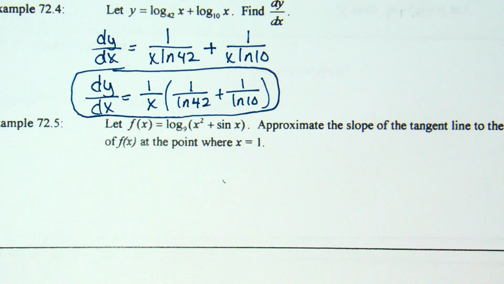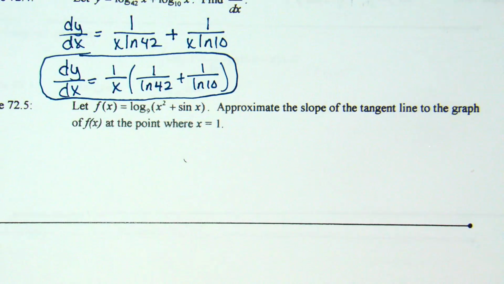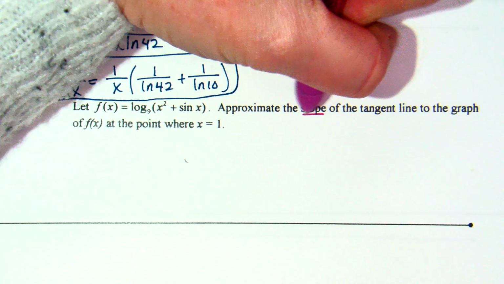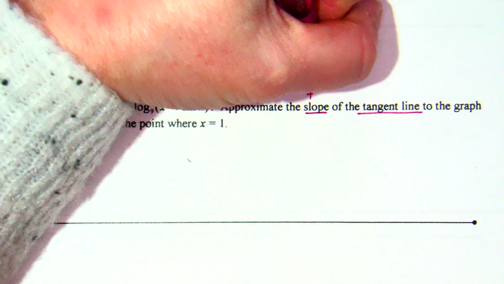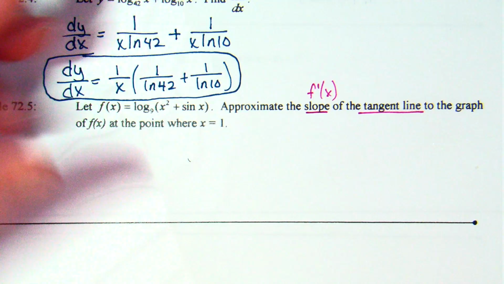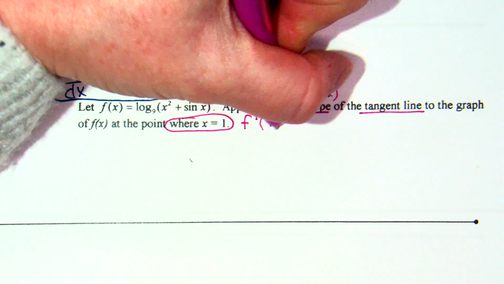Okay, example 5. We're given a function. Approximate the slope of the tangent line to the graph of f of x at the point where x equals 1. Okay, thoughts? So it asks us to approximate the slope of the tangent line, and hopefully your brain automatically said derivative. Or maybe your brain said derivative because that's what we're learning today. So of course she wants me to do the derivative. And then it says at the point where x equals 1, so after we find the derivative, we will be plugging in 1.